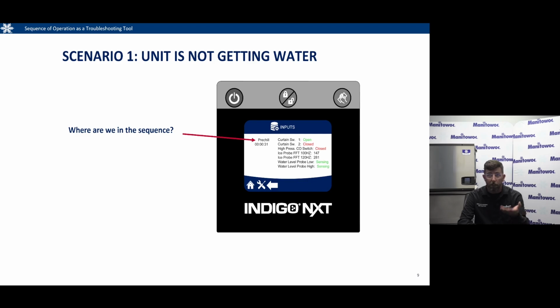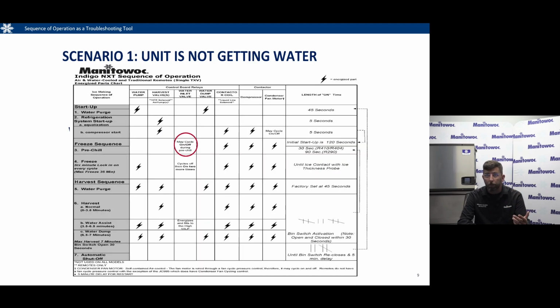All right, where are we in the sequence? We already told you, we're in pre-chill. May cycle on and off that water inlet valve. Well, in this scenario, you never cycled on in the first place. Well, it's because that water probe told the board that you already had water.